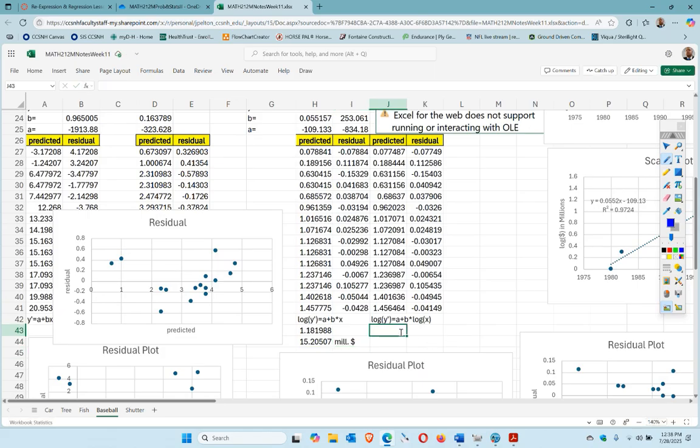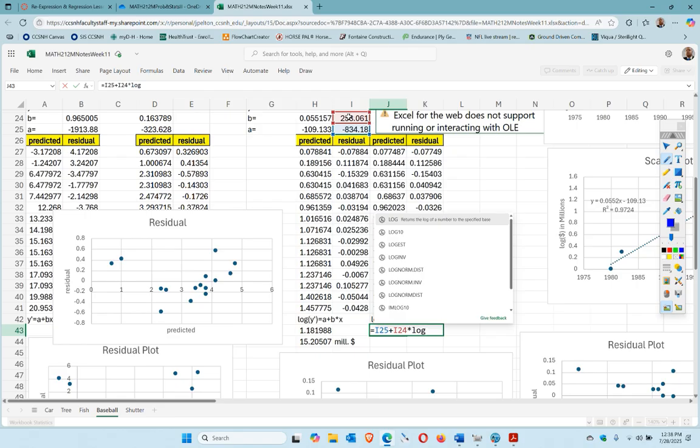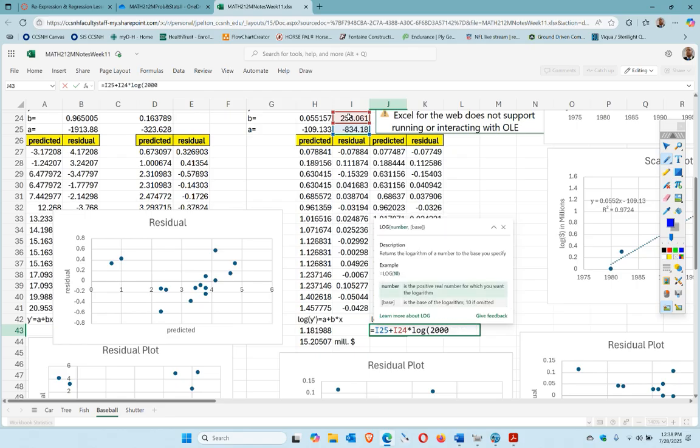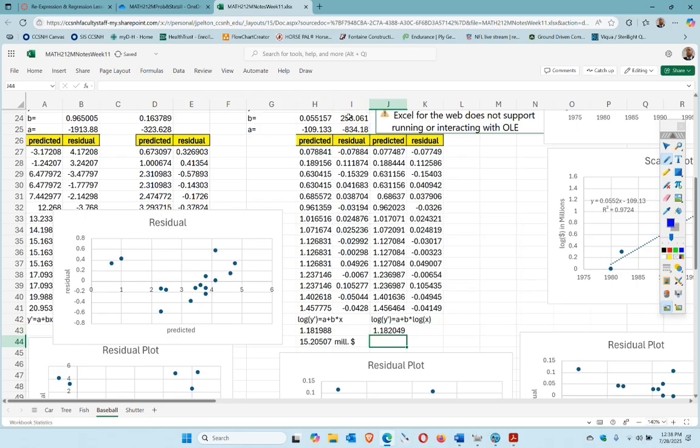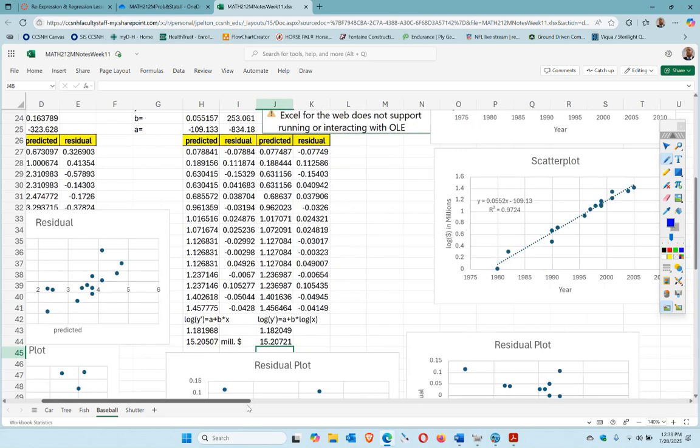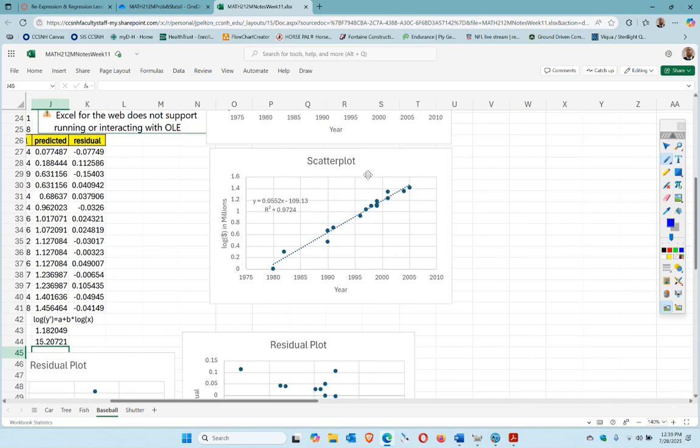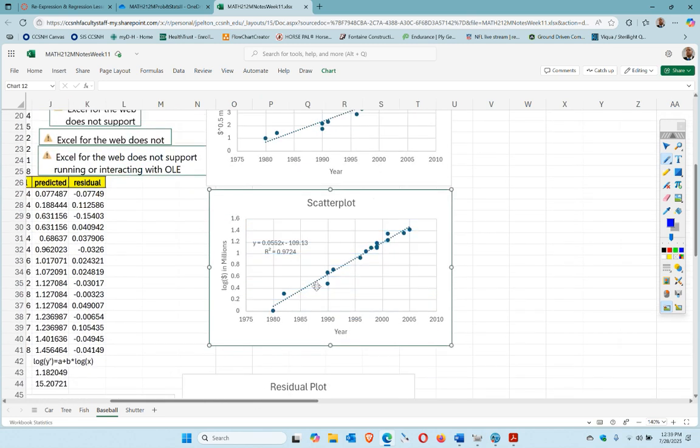So this is equal to A plus B times the log of 2000, right? Because I logged both. And then I have equals 10 to the power of this to get rid of this log here, right? So I'm working it backwards to the original data, because right now, this is not the original data, right? It's when I logged it, right? So this right here is when I logged it.